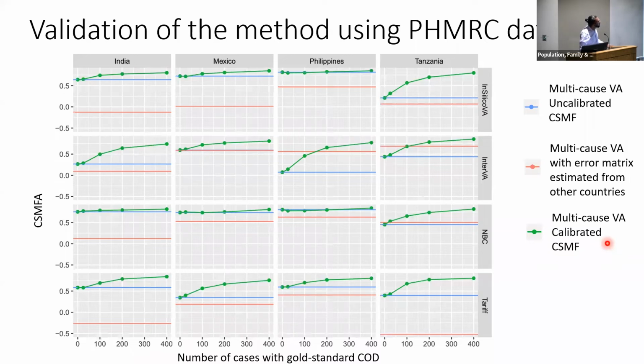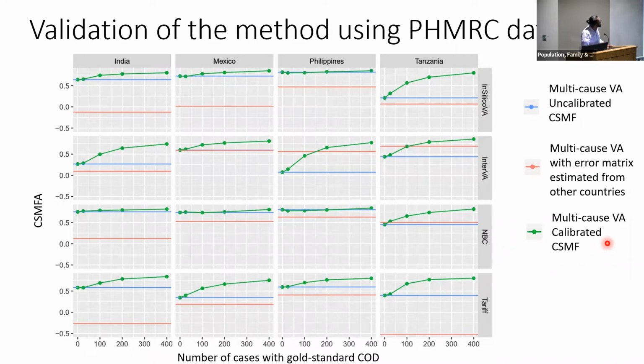So these were the results. On the x-axis, I have the size of the small slice of the data from the 4th country that we are using to estimate the misclassification matrix. On the y-axis, I have the cause-specific mortality fraction accuracy. The green line is the performance of the calibrated method. And of course, it varies as the sample size of the data used to estimate the misclassification matrix varies.